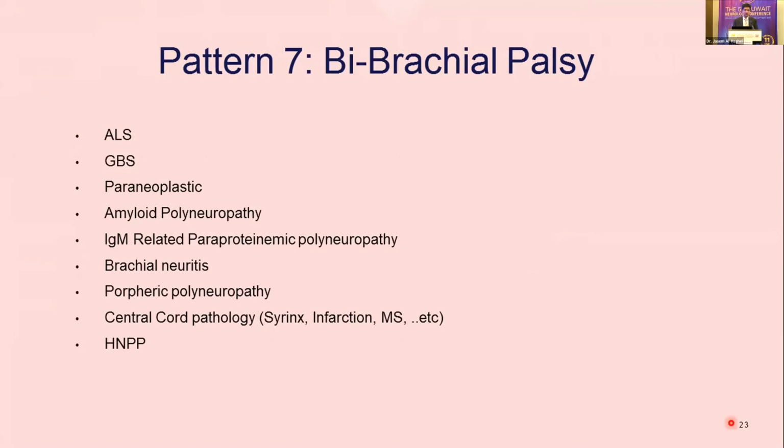The seventh pattern of weakness is not actually a myopathic process, but it's put there for the sake of completion for the different possible patterns of weakness we can find. Here we have a bibrachial palsy. And this is seen in patients with ALS, GBS, paraneoplastic, amyloid polyneuropathies, IgM-related paraproteinemia polyneuropathies, brachial neuritis, porphyria, central cord pathology, and HNPP, so hereditary neuropathy with liability to pressure palsies.